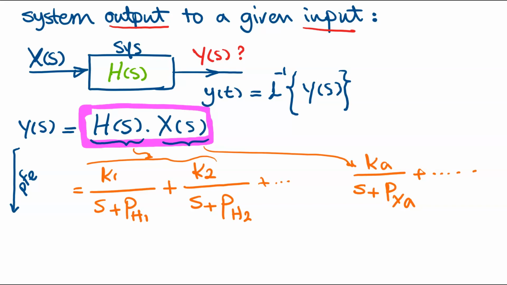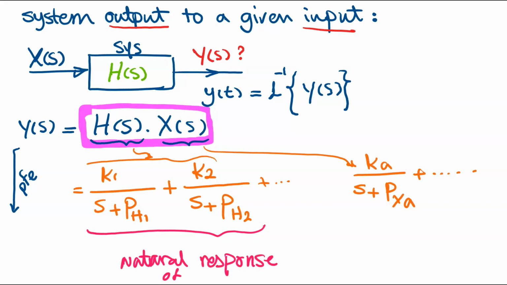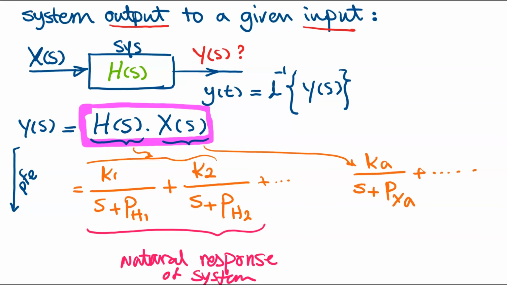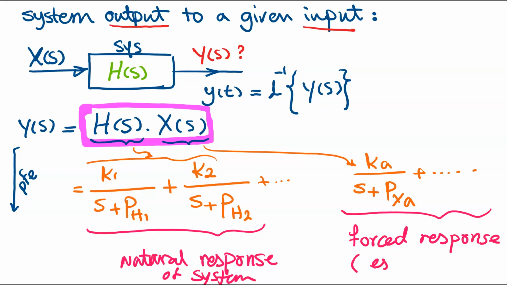Now something you need to notice here is that the roots of H of s will determine the natural response of the system. And then because of the roots coming from your input, you're going to have some portion in your answer which shows the forced response, or in other words, the response to the input. So because of these roots, which are the result of X of s, we are going to have the forced response, or our response to the input.